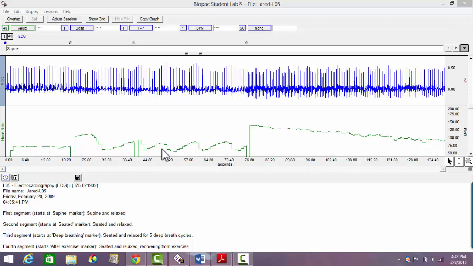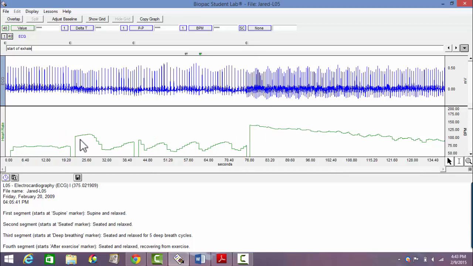And it looks from this as though they only did three sets of deep breaths, and they only marked one. So this is the start of inhale, and this is the start of exhale. And then this is post-exercise, this one right here.